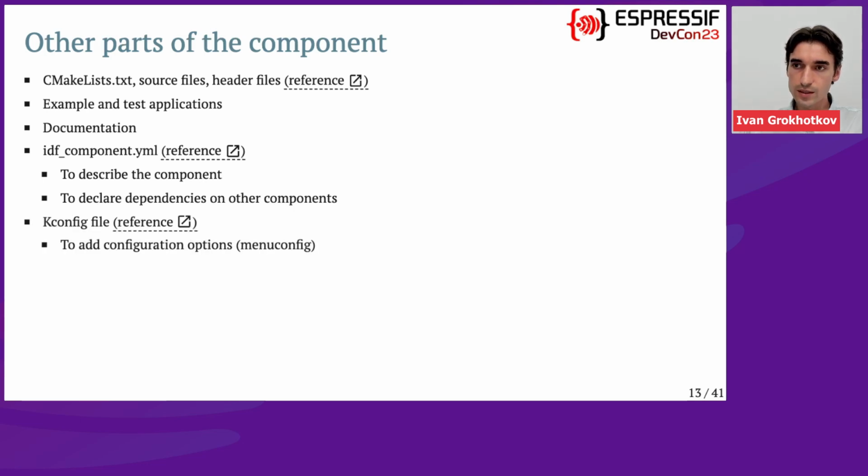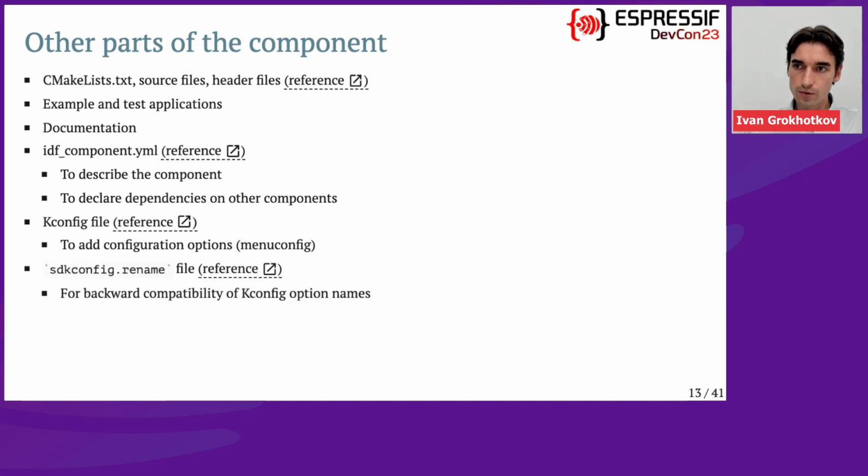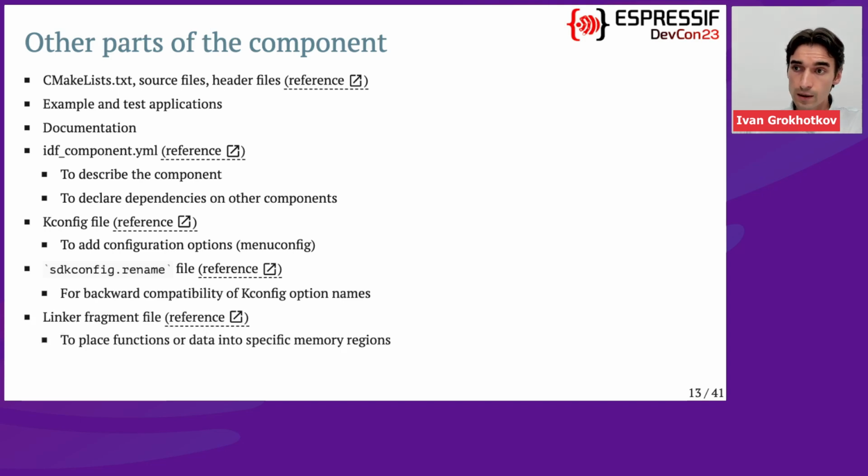If the component has some compile time configuration, then we can add a Kconfig file, and if we are going to rename any Kconfig options for backward compatibility, we can add an sdkconfig.rename file. Linker fragments can be added to customize placement of functions or data into RAM. And last, we can add a software bill of materials manifest.